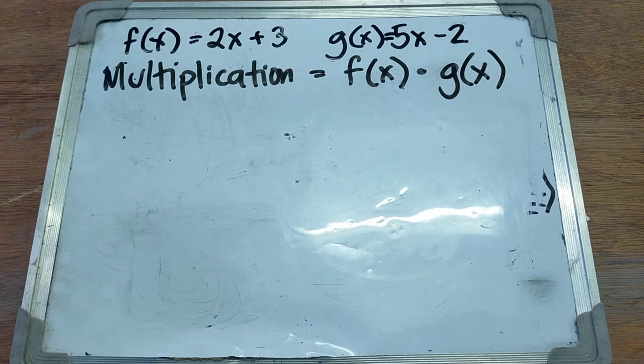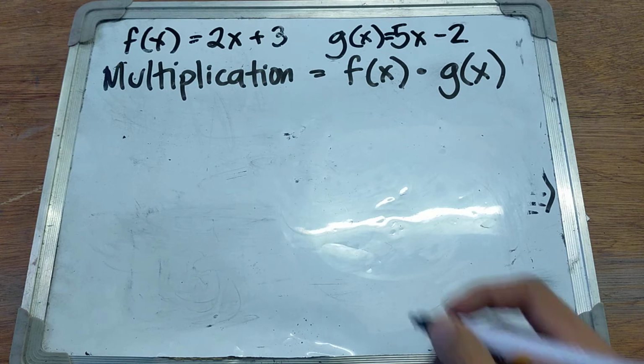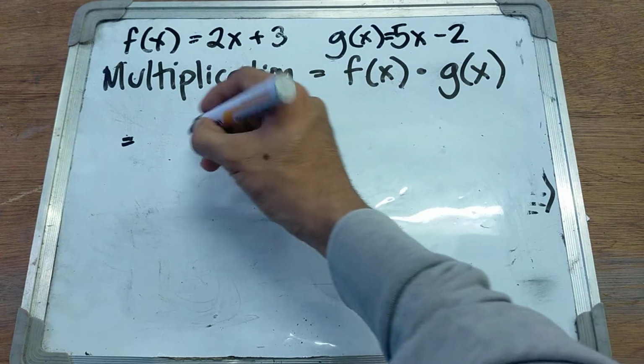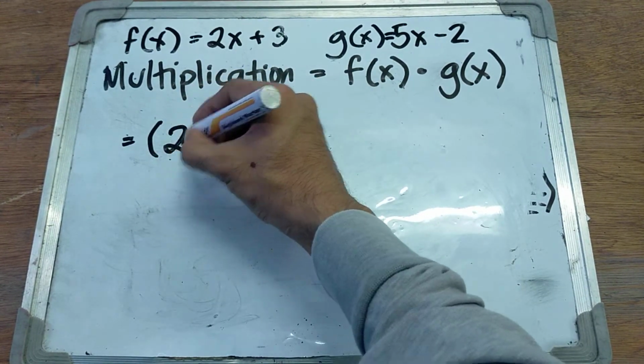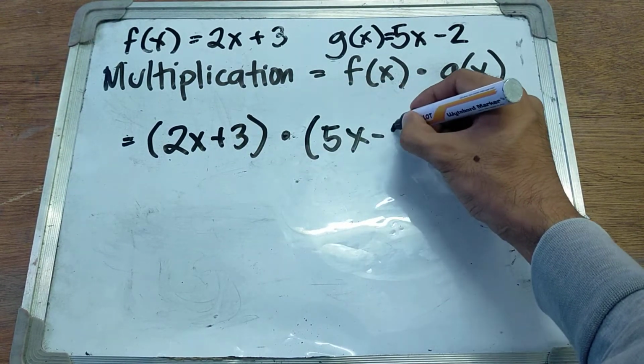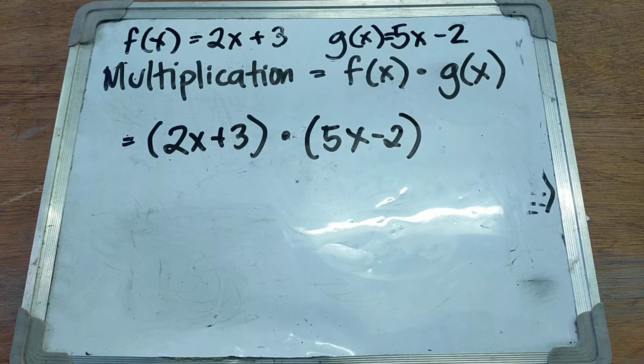Next operation that we are going to apply is the multiplication of function. Same as the first two operations that I have presented to you, I will use the same given function or the same given equation wherein f of x is equals to 2x plus 3 and g of x is equals to 5x minus 2. Now, since f of x times g of x, same thing dun sa nauna, we are going to use their equations. Okay, so how to multiply these two functions?